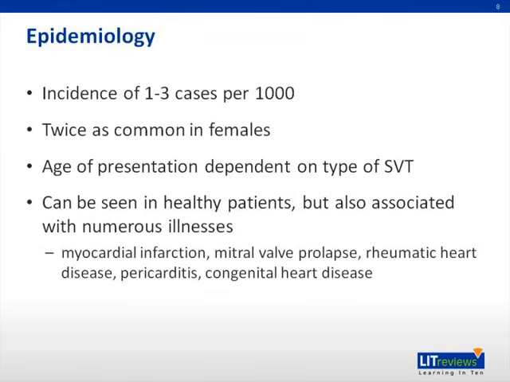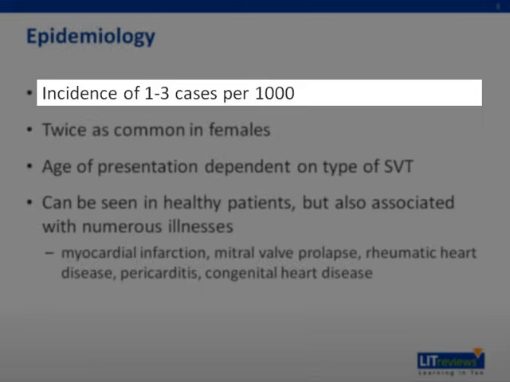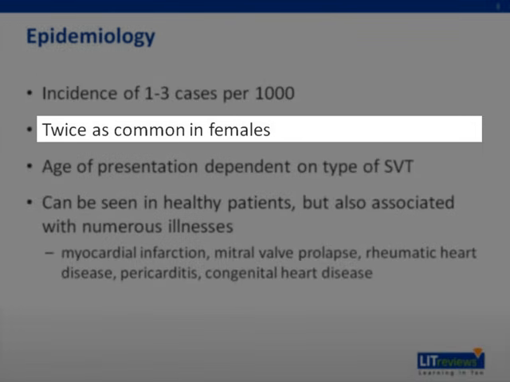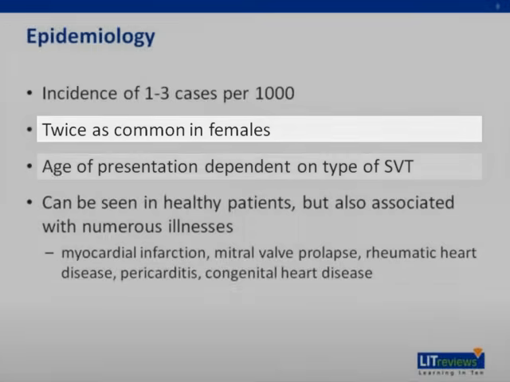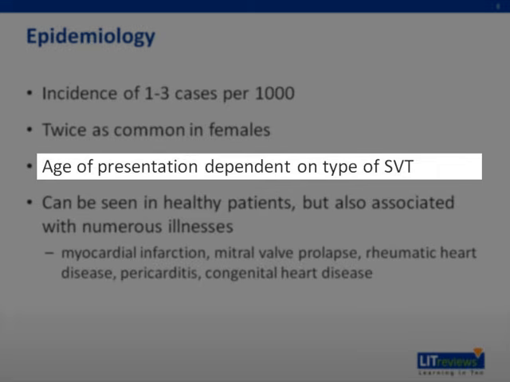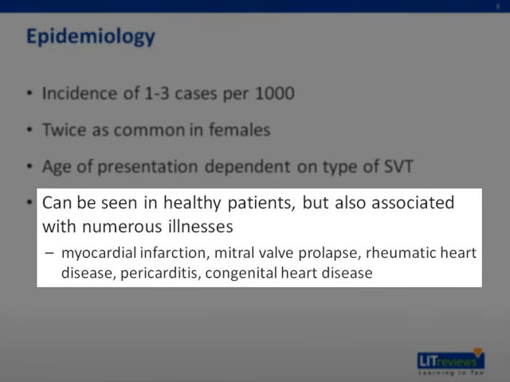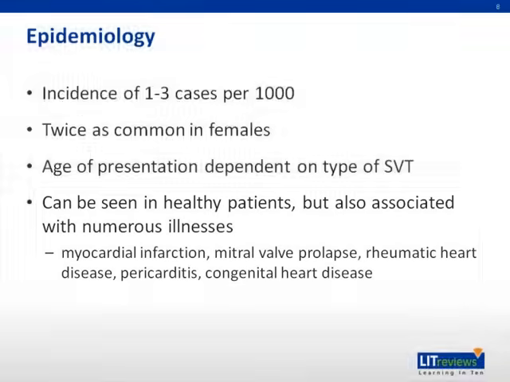SVT is relatively common and has an incidence of 1 to 3 cases per 1,000. It is more common in females, with a male-to-female ratio of 1 to 2. The age of presentation depends on the type of SVT. There are several types that are more common in infants, and a second peak incidence occurs in adolescents. Atrial fibrillation is a type of SVT that is most common in older adults. SVT is often seen in otherwise healthy individuals, but it is associated with numerous conditions, including myocardial infarction, mitral valve prolapse, rheumatic heart disease, pericarditis, and specific types of congenital heart disease.